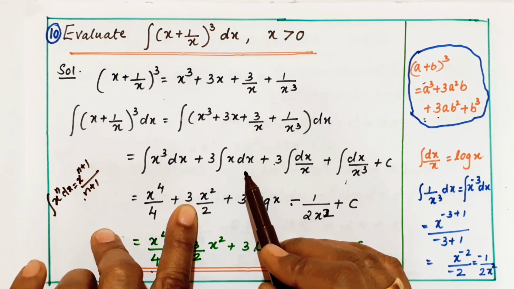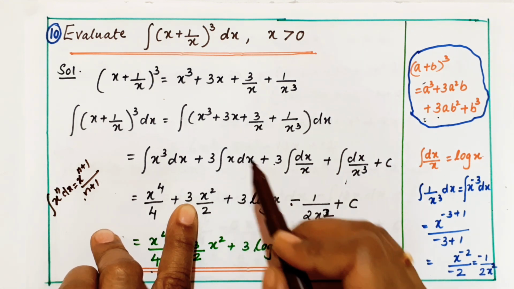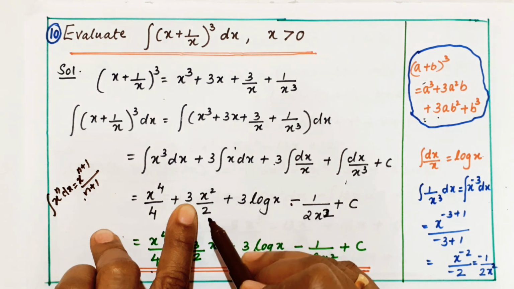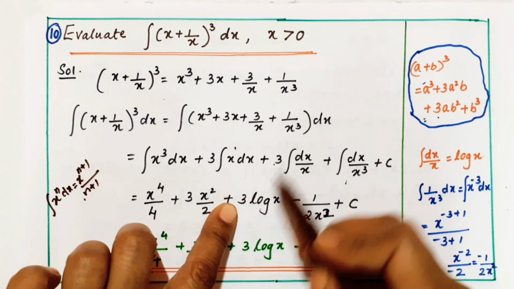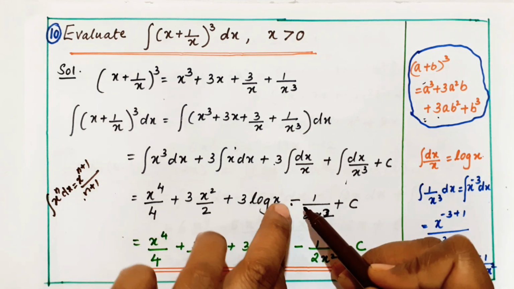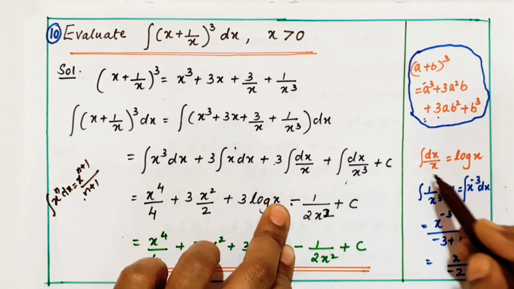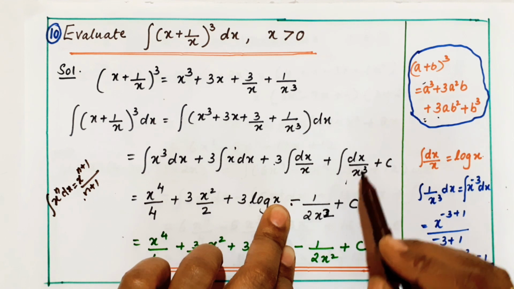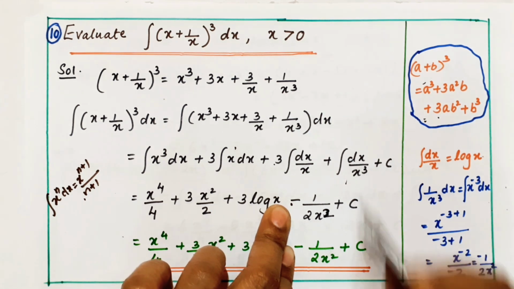In the previous question only we did what is x dx. The power of x is 1, so it is x square by 2 plus 3 into, what is integral of dx by x? Log x. Minus. Why minus means I have written it separately. I need to do integral of dx by x cube.